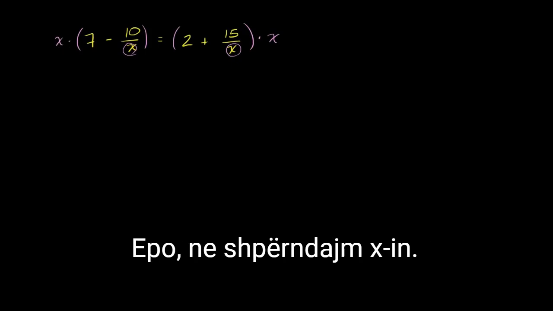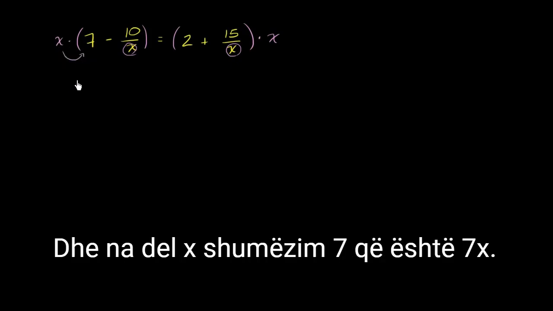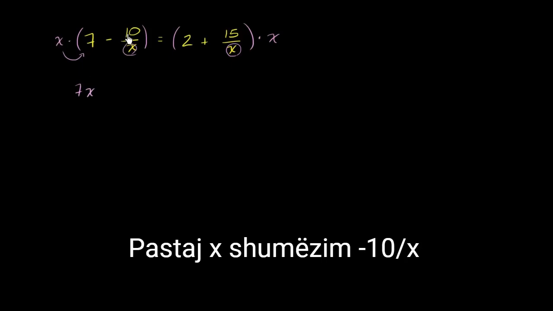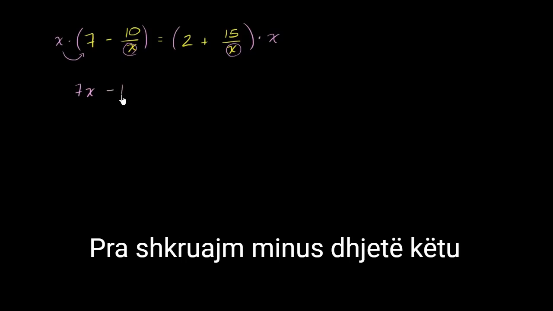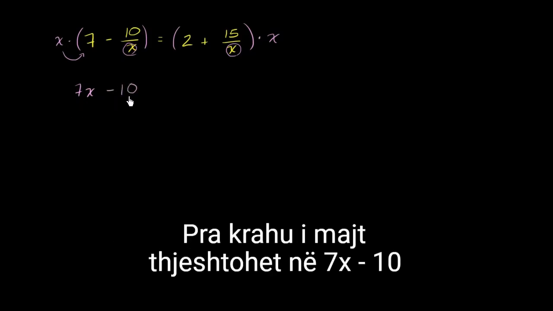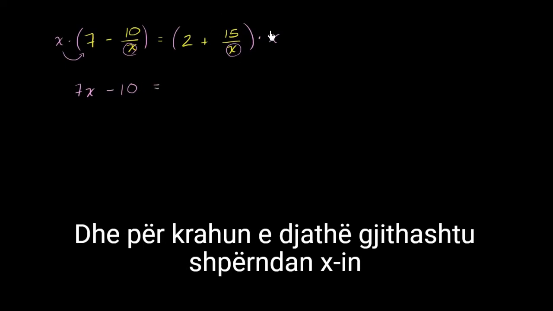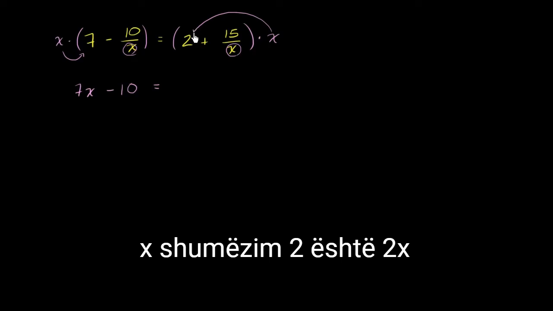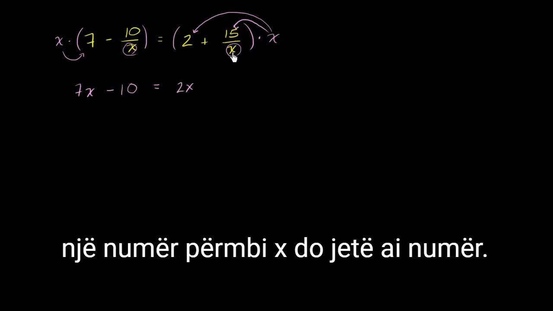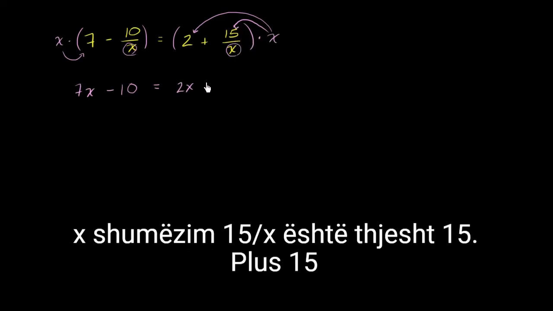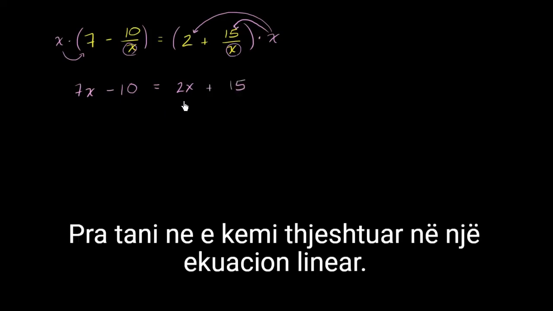Well, we distribute the x. We get x times 7 is 7x. And then x times negative 10 over x, well, that's just going to be negative 10. So you get negative 10 right over there. So the left-hand side simplifies to 7x minus 10. And then your right-hand side, once again, distribute the x. x times 2 is 2x. x times 15 over x. Well, x times something over x is just going to be the something. x times 15 over x is just going to be plus 15. So now we've simplified this to a linear equation.